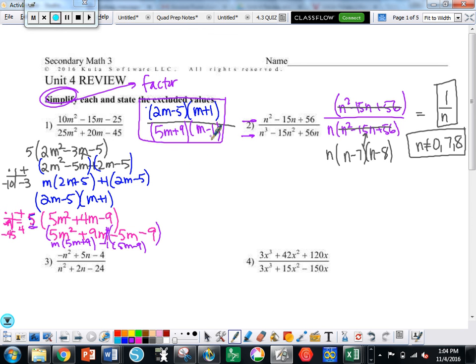Now we have to list the excluded values. m cannot be, from the second one, that's easier, 1. And from the first one, 5m plus 9 cannot be 0, which means 5m cannot be negative 9, which means m cannot be negative 9/5.